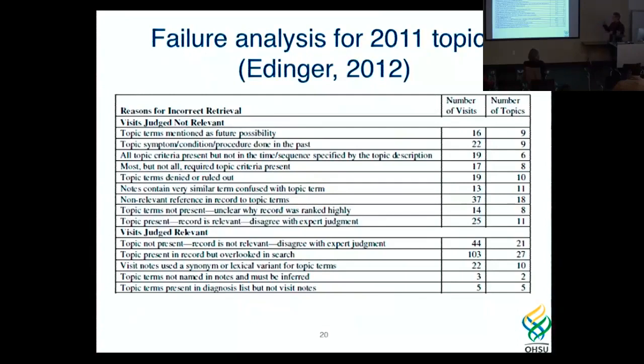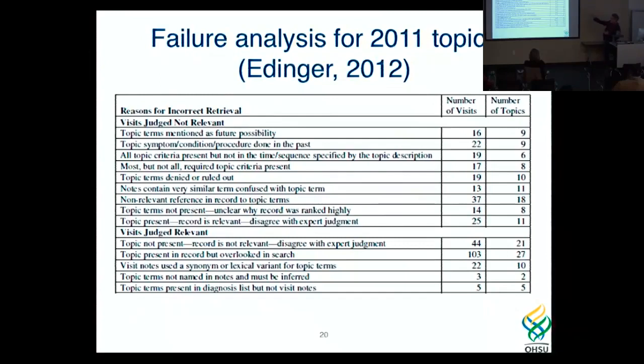And a student of mine actually went through and looked at visits that were highly retrieved but judged not relevant, or patients that were retrieved by a lot but judged not relevant, and also those who were retrieved by few but had been judged relevant. And some of these are reasons why search systems kind of fail, not really fail, but don't work perfectly.